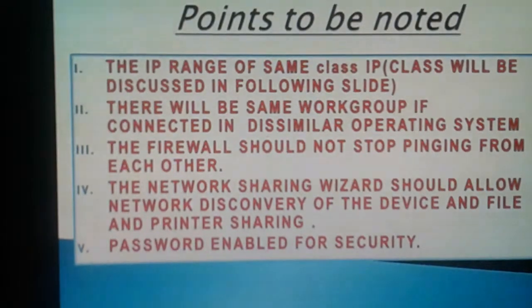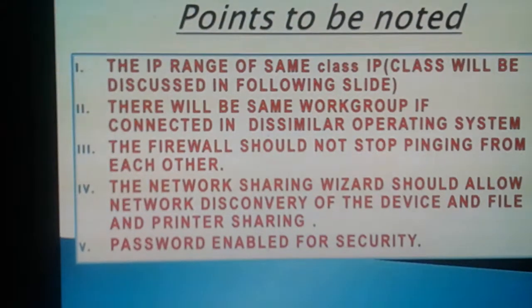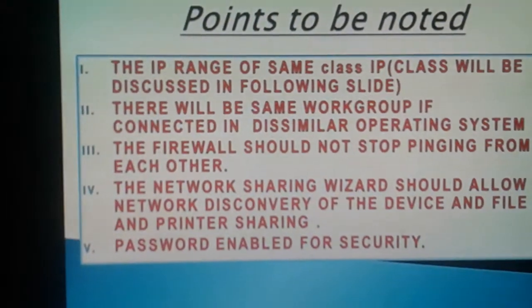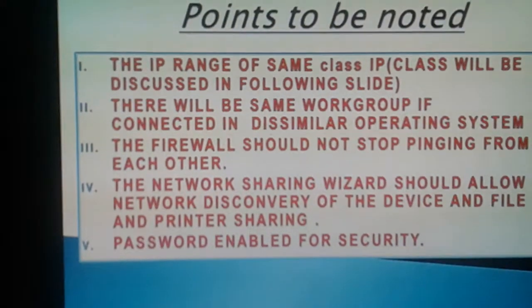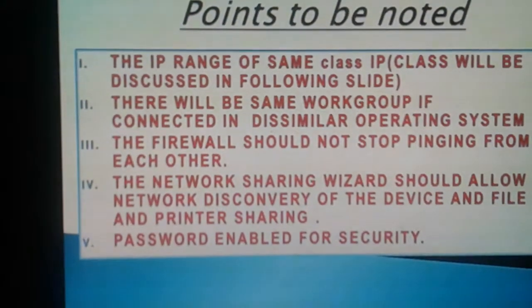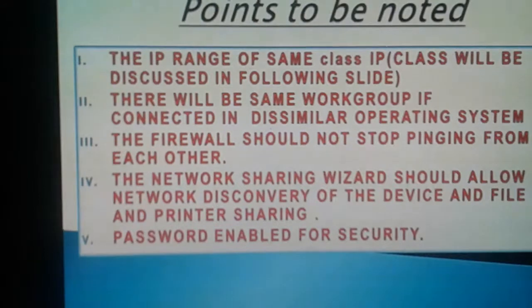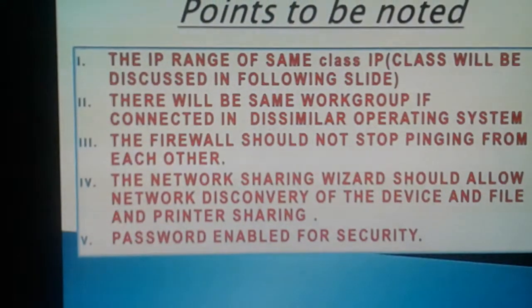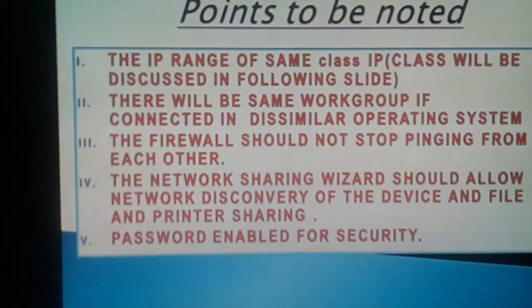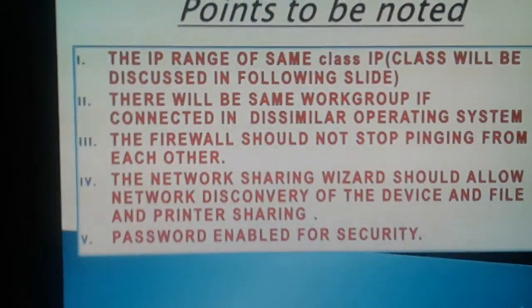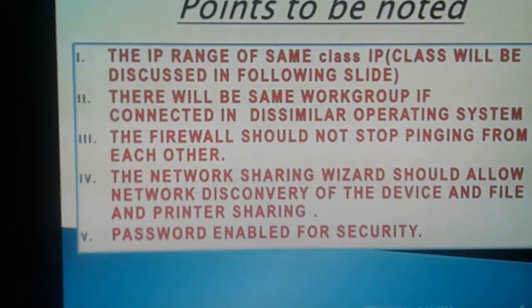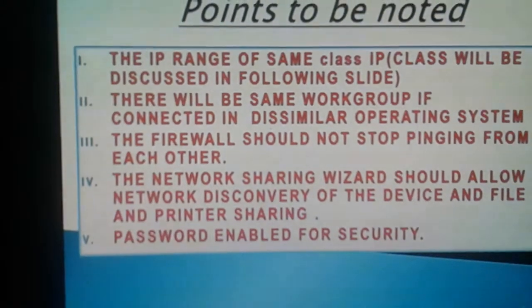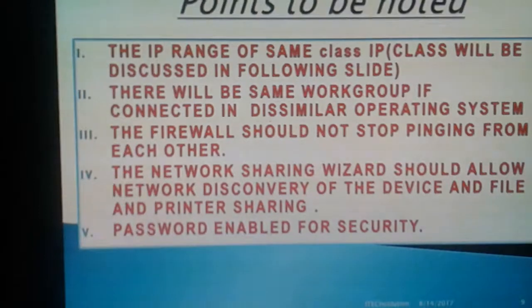The Windows firewall and antivirus firewall should be stopped during this connectivity checking. And next, the network sharing wizard should be followed, discovery of devices should be on, and file and printer sharing should be on. Password protected security also should be allowed.